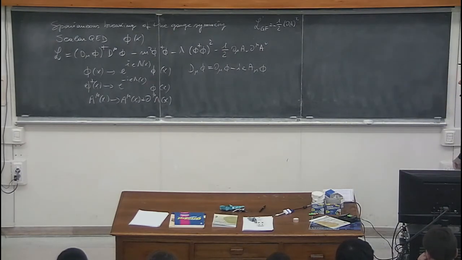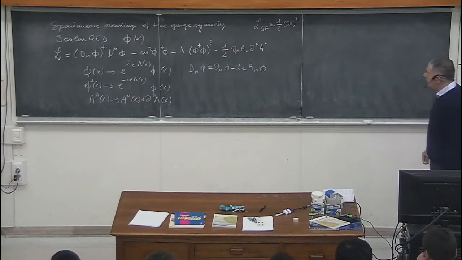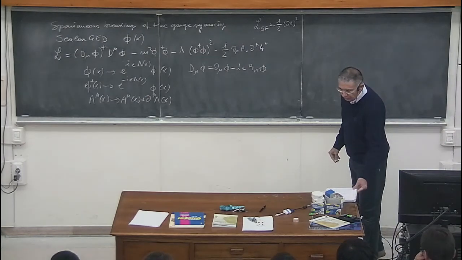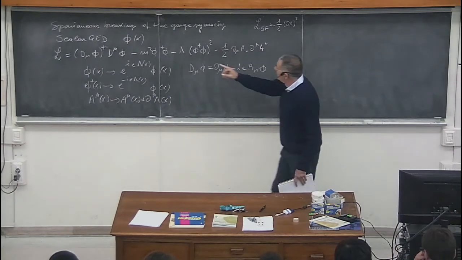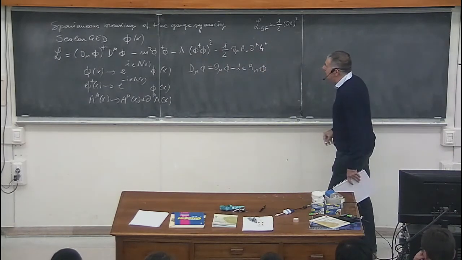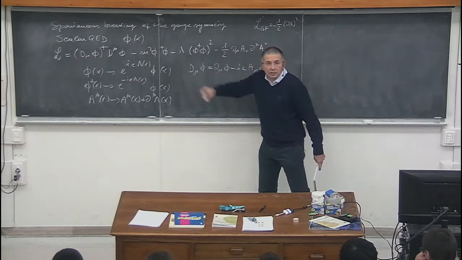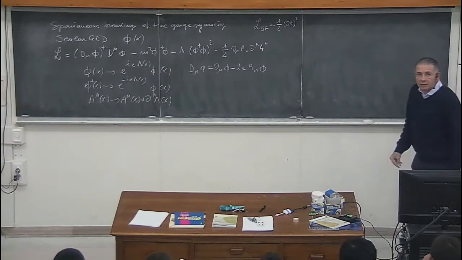This is what is called scalar QED. There are equations of motion for the fields phi. Actually, scalar QED is more complicated than usual QED because there is one more coupling constant, the coupling constant of the scalar field with itself.